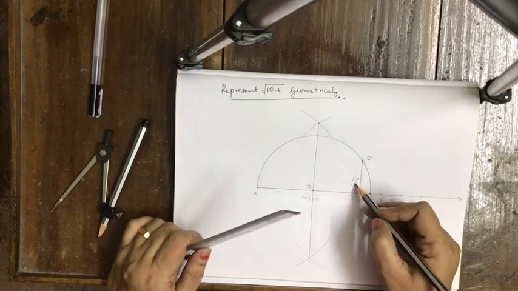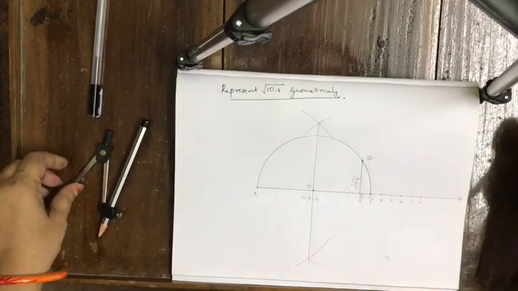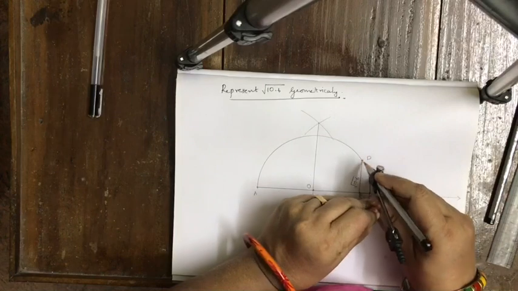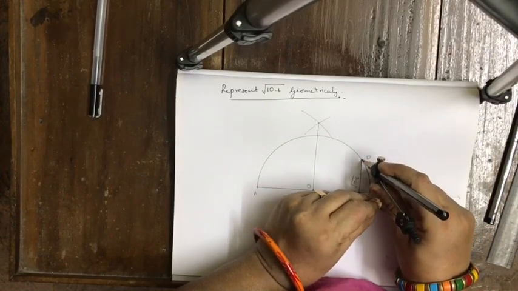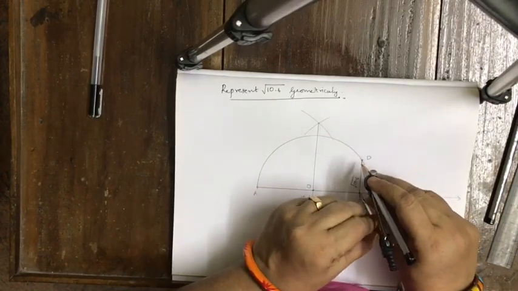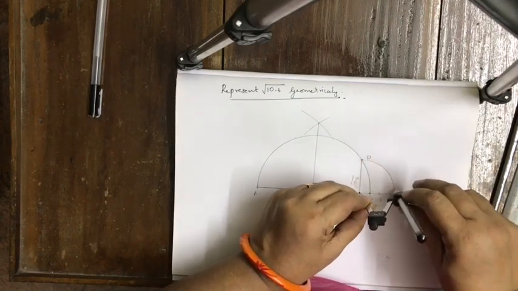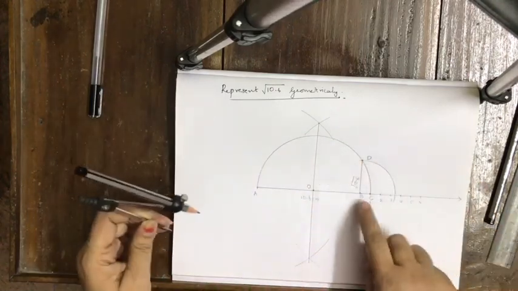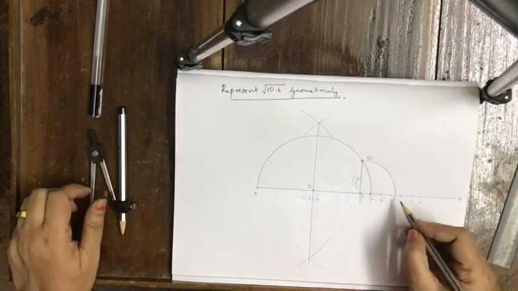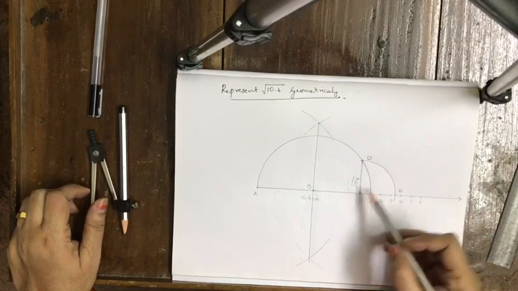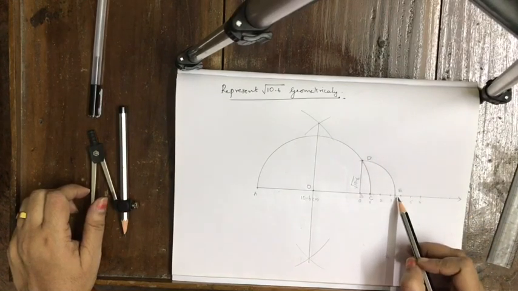Now to represent root 10.6 on the number line, what you should do? Keeping B as center and taking a measure BD, which is equal to root 10.6, strike an arc. See where the arc touches the number line. Mark this point as E. E will give you the representation of root 10.6 on the number line. Is it clear for you?